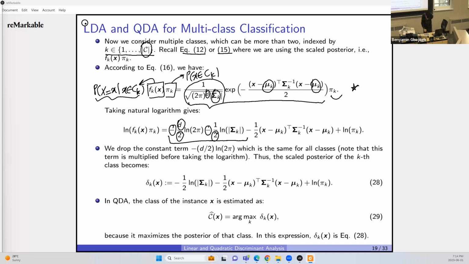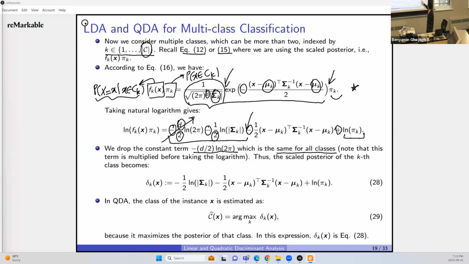Now the exponential part also goes away, and the multiplication becomes a plus. This minus is because of this minus. And at the end, the multiplication becomes a plus with the natural logarithm of pi_k. Now let's drop the constant term minus d over 2 log of 2 pi. Why? It's constant with respect to our optimization variable, and it is the same for all classes. Does the term minus d over 2 natural logarithm of 2 pi depend on k? No. Therefore, we can drop it.